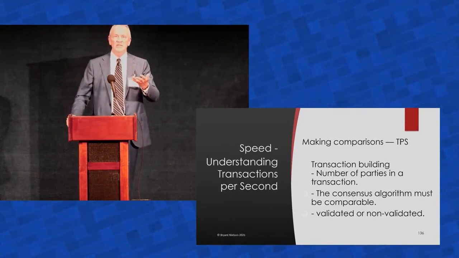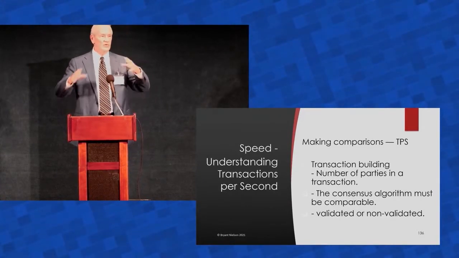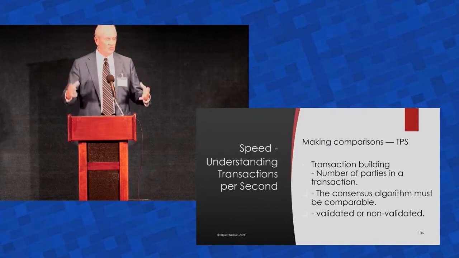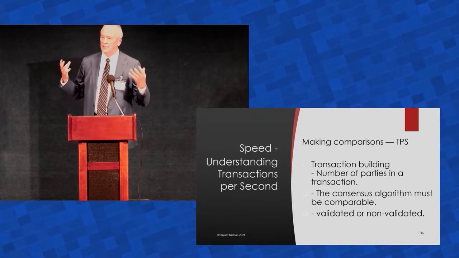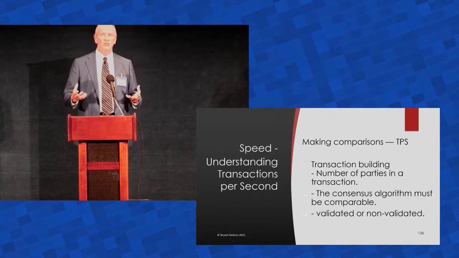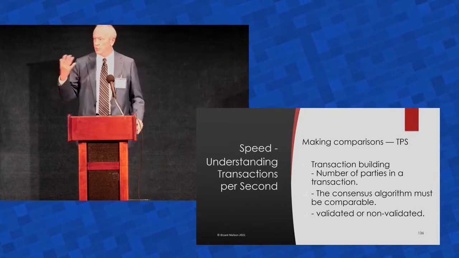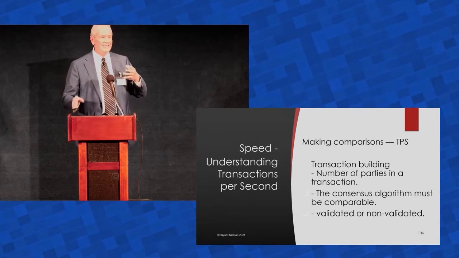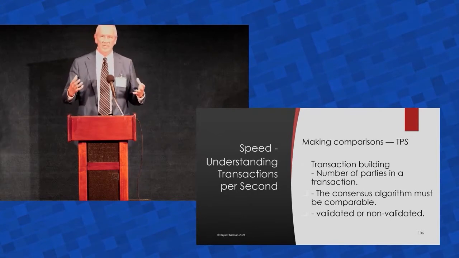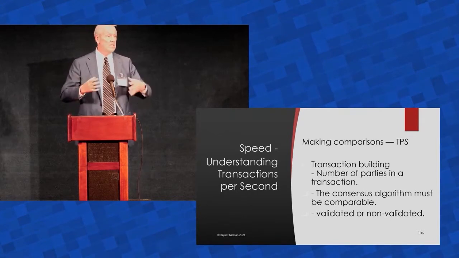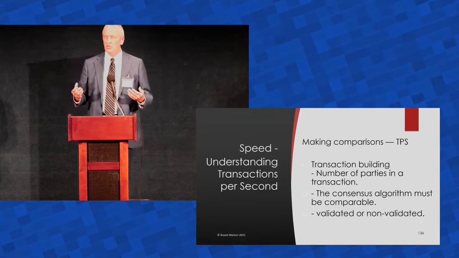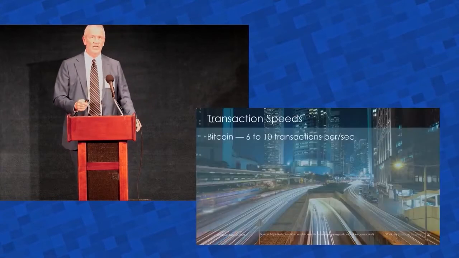The second aspect of it, though, is that when you think about speed, you have to try. It's hard to do because each of them uses different consensus mechanisms, but you try to find a way that when you are building these transactions, you're dealing with a similar number of parties when you're trying to calculate transactions per second. You're also trying to have somewhat a semblance of a consensus algorithm that is similar. And then, of course, you also want to deal with what is validated and not validated. So let's kind of jump into this.